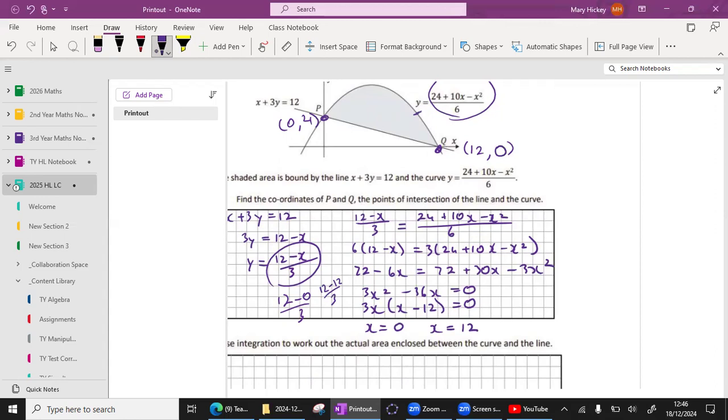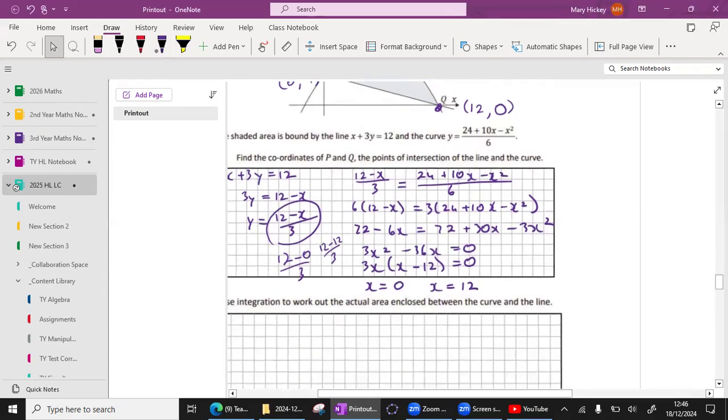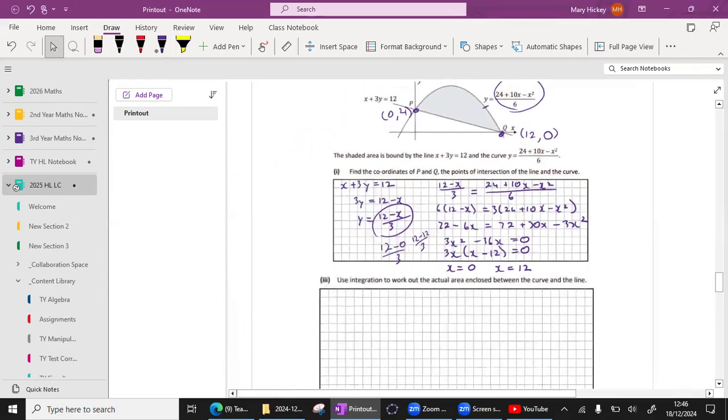So there are the coordinates. And then, of course, to find the actual shaded region, I need to do the integration between 0 and 12 for the curve. Now I'm going to actually write that as 1/6, and then I'm just going to write the rest of it in a bracket because it's not written the way I'd like it to be to integrate. And then from that, I'm going to take away the area of the triangle.